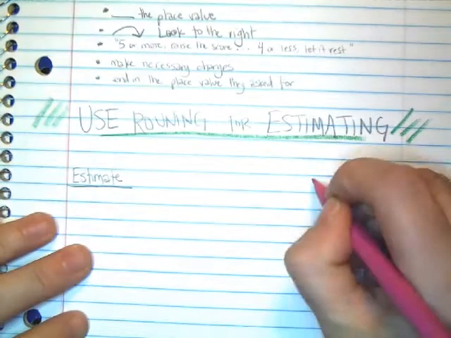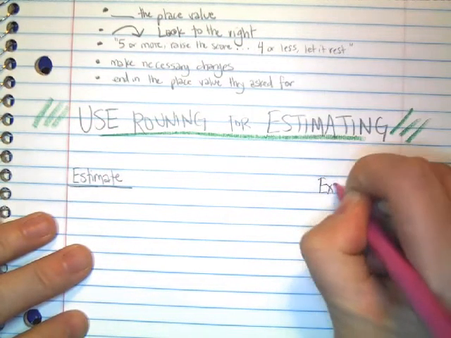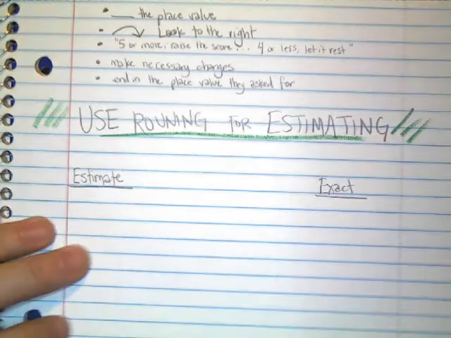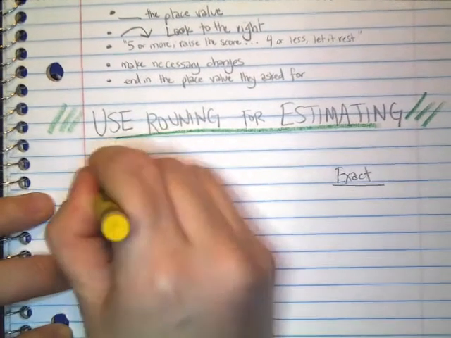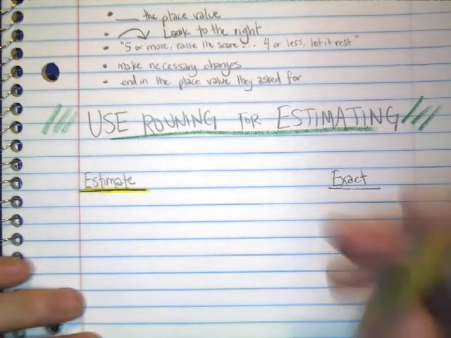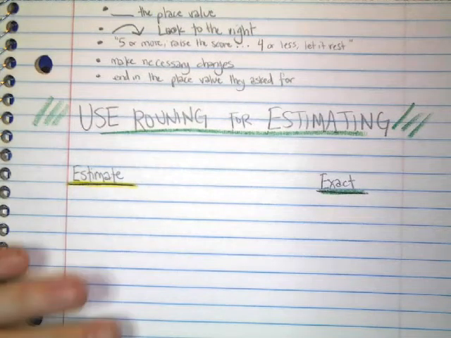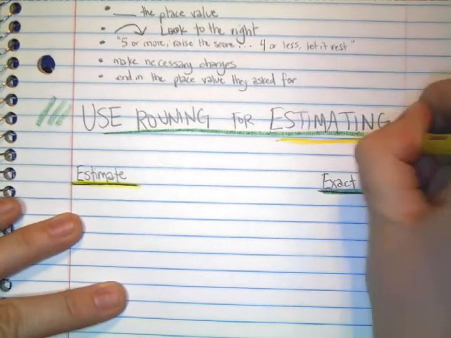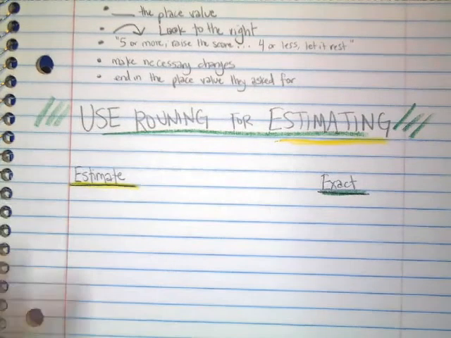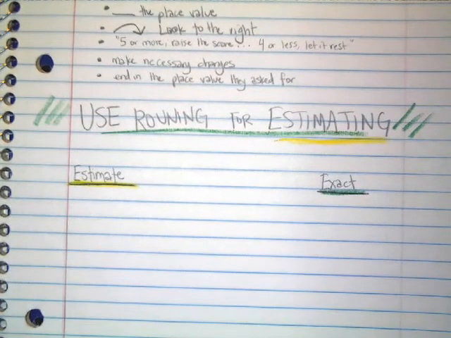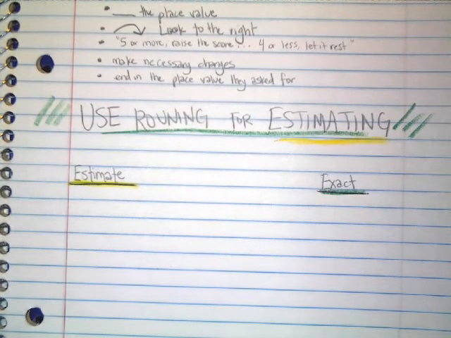Estimate and exact. I'm going to just double check. Yeah, we just did it the last time. Estimated answer and exact answer. Estimate is going to be over here on the left. Exact is going to be over here on the right. Estimate will be yellow. Exact will be green. And also add yellow to the estimating line up there.